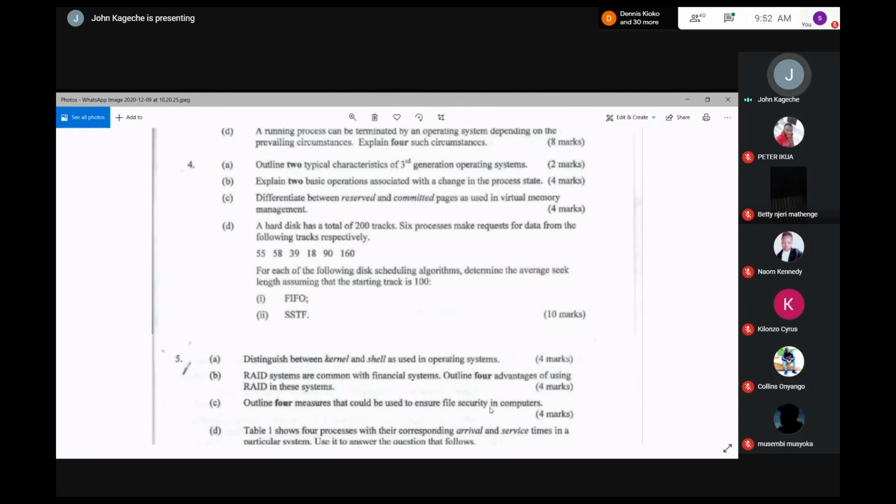It could be physical, you could even use biometric or face recognition. You could also install antiviruses. You could do data encryption. There are many ways of ensuring safety for your data in the computer.